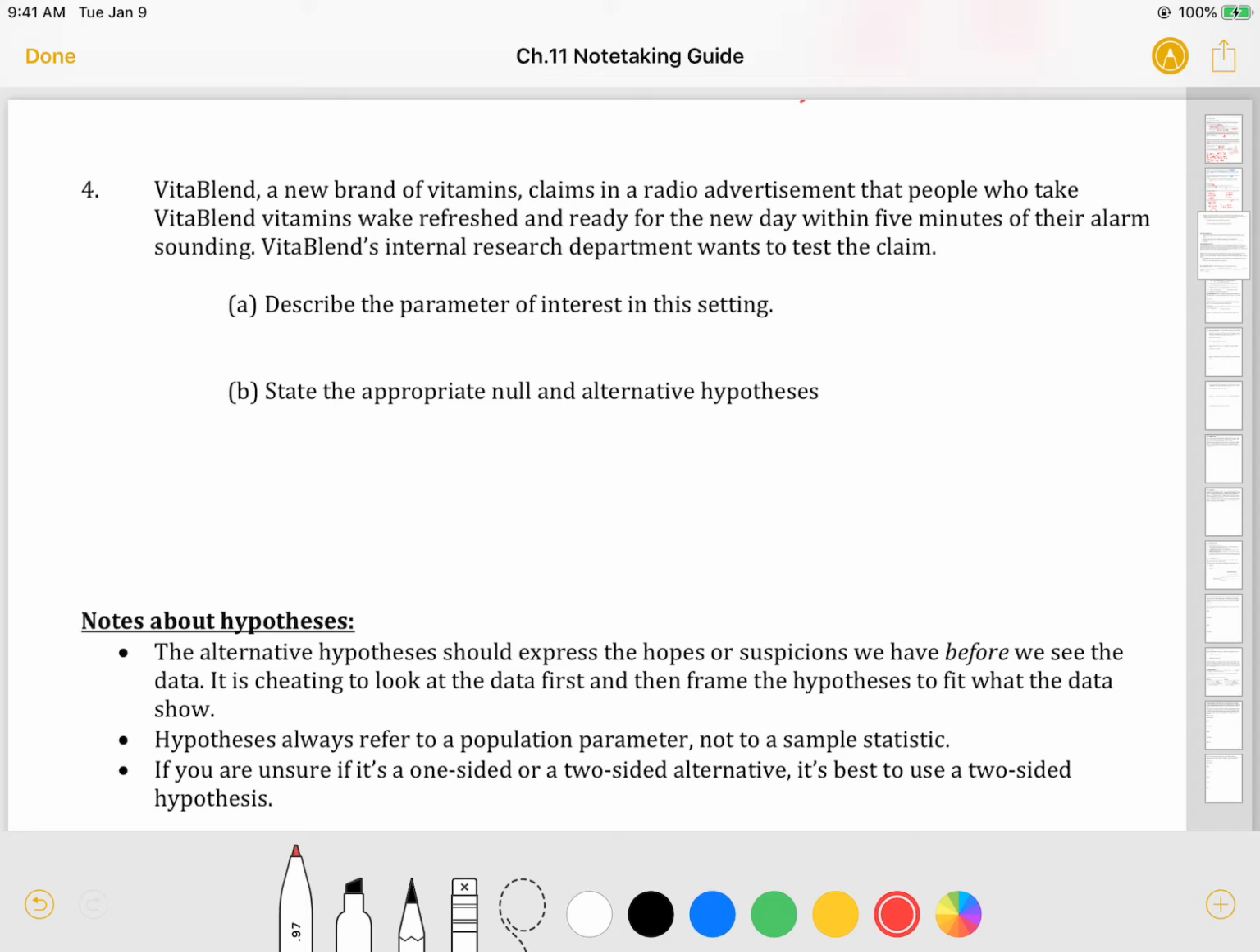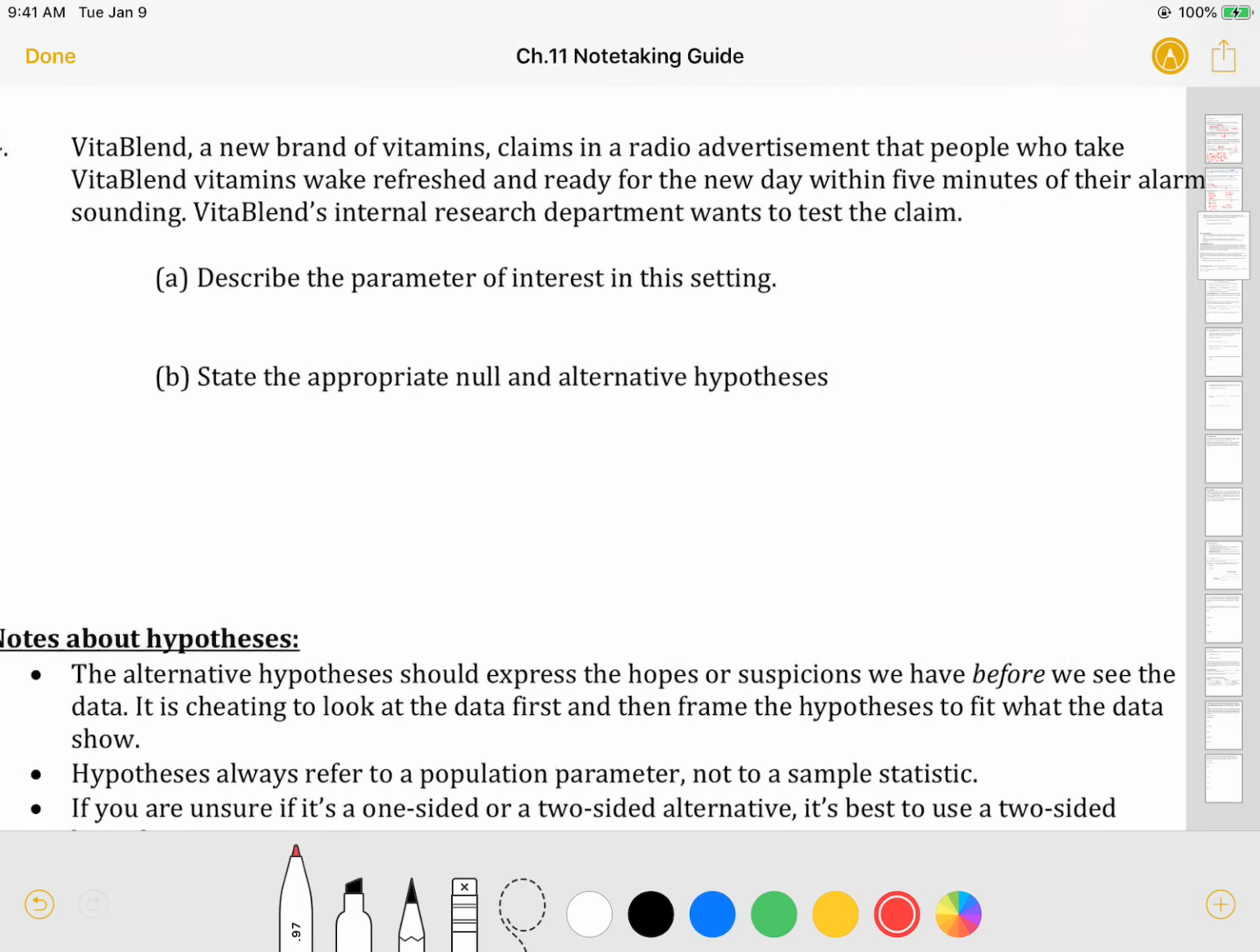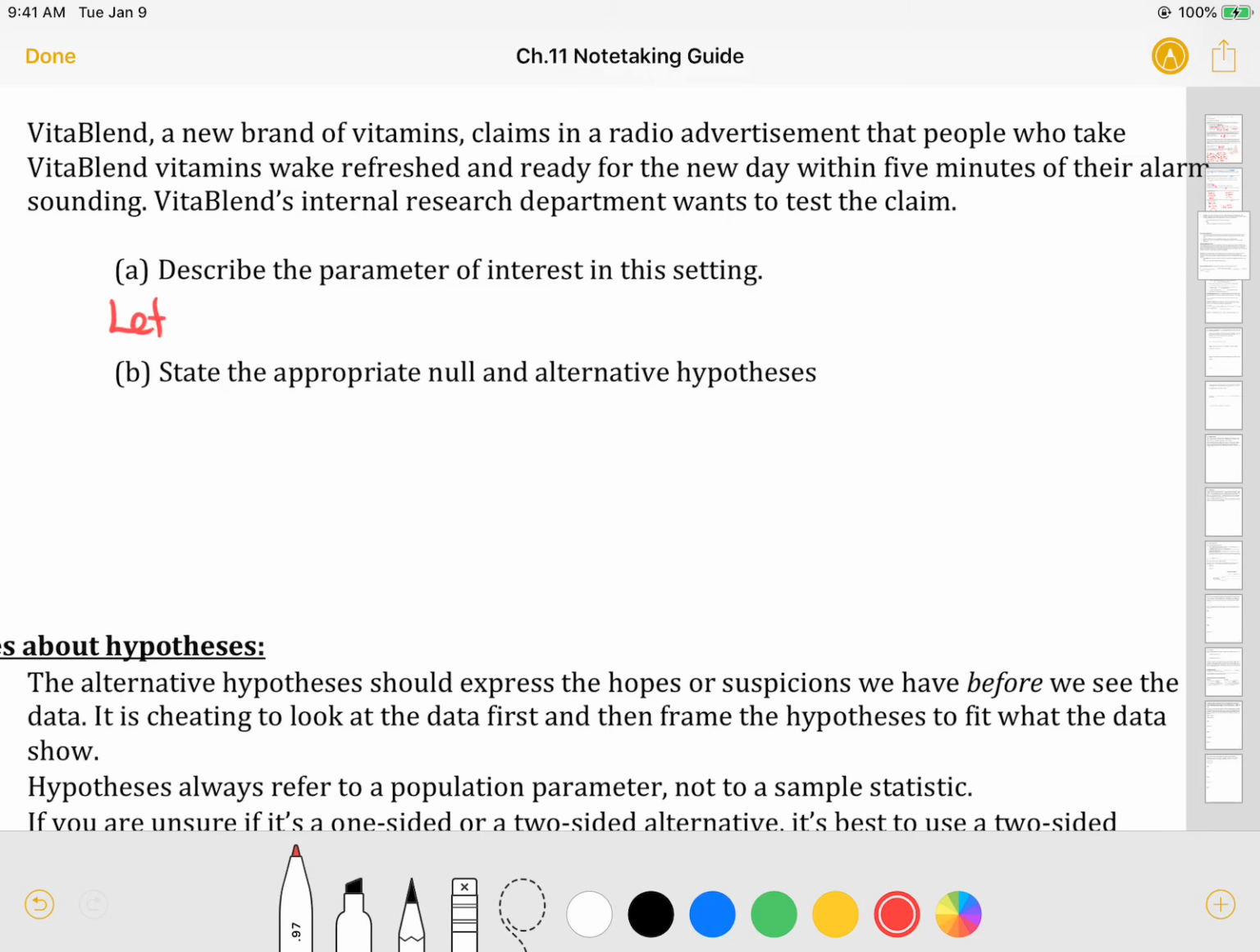So what we're going to do here is we're going to define our parameter. We're going to say, let mu equal the true mean time it takes to wake refreshed and ready for a new day after taking VitaBlend.